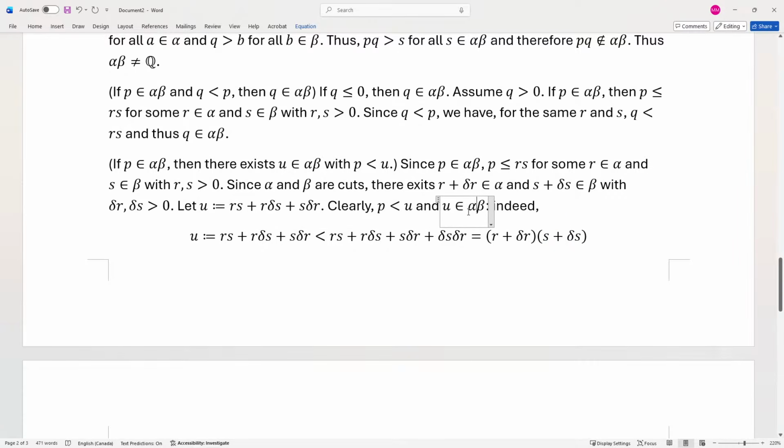Therefore, for all P greater than 0, there exists no R in alpha and no S in beta such that R is less than 0. That solves the problem. Thanks for the idea.